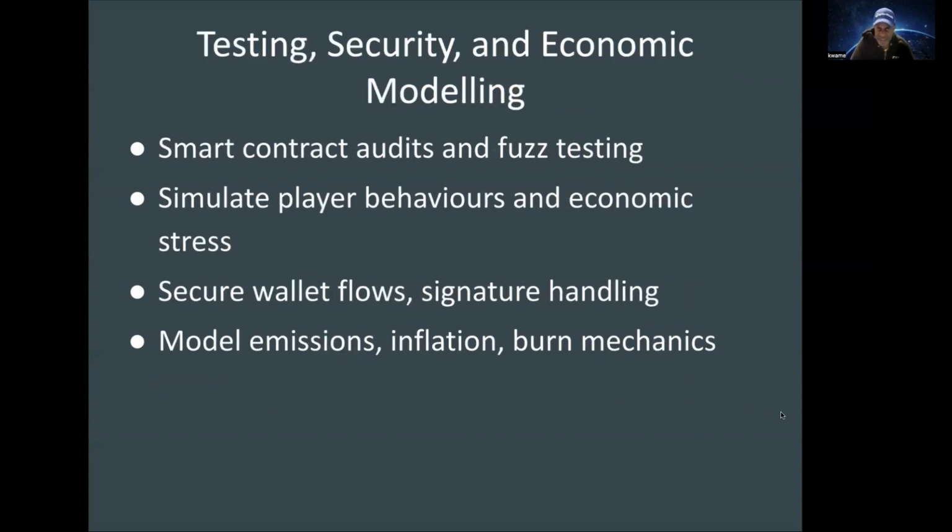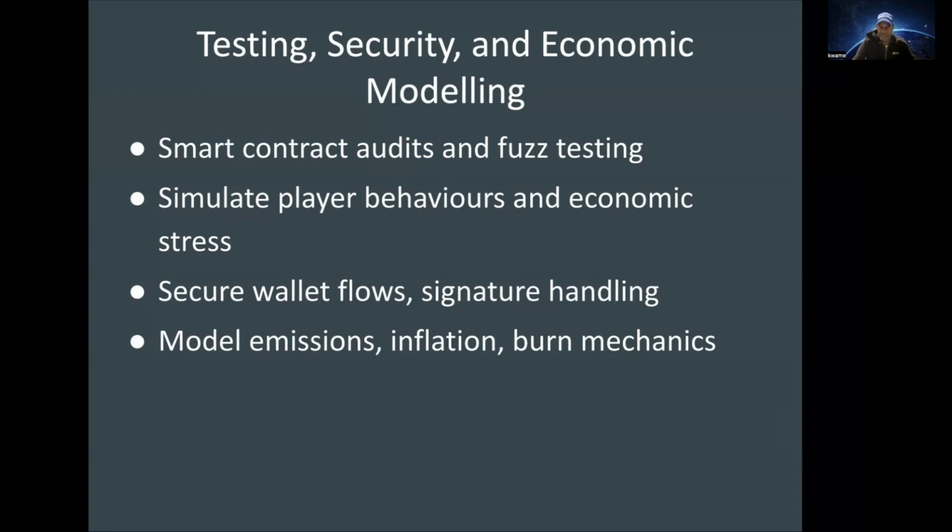Testing, security, and economic modeling. You want to make sure that the smart contracts you're using are being audited and using fuzz testing. If you are building out your smart contracts in Forge, it allows you to test around specific edge cases. It's a really good opportunity to think outside of just your initial test. Like, if this player has this and they don't have that, they shouldn't be able to do this. And you can fuzz around this and build out different scenarios, which is really cool.